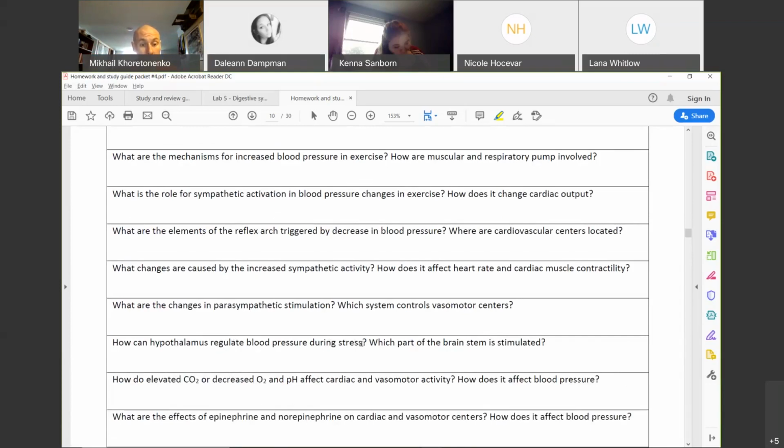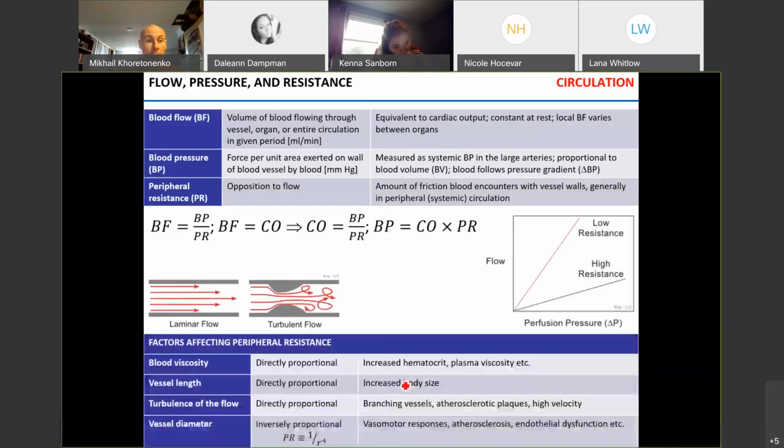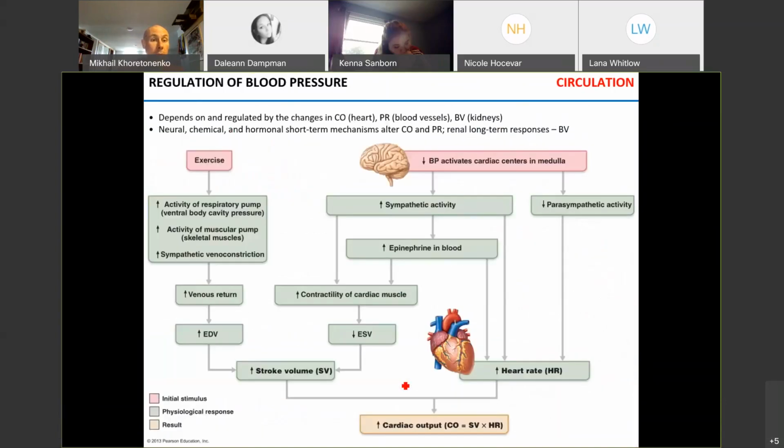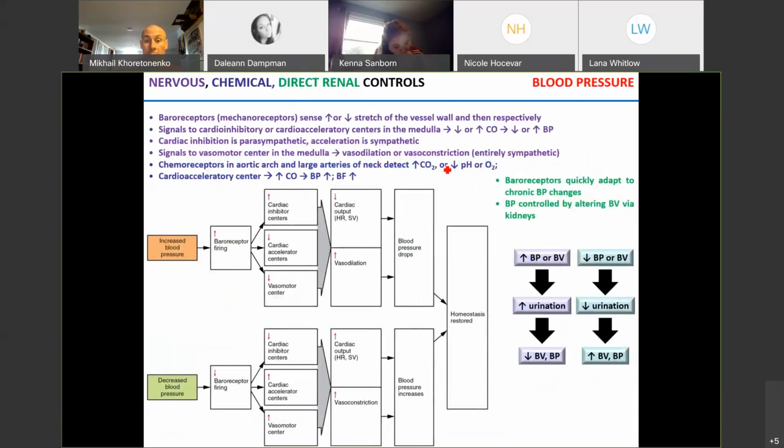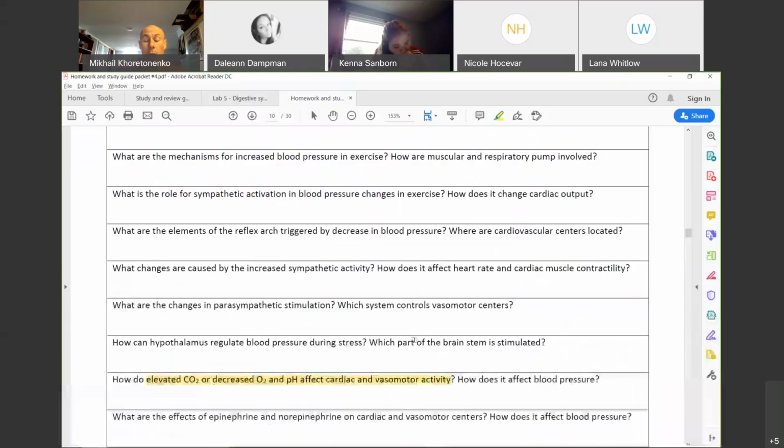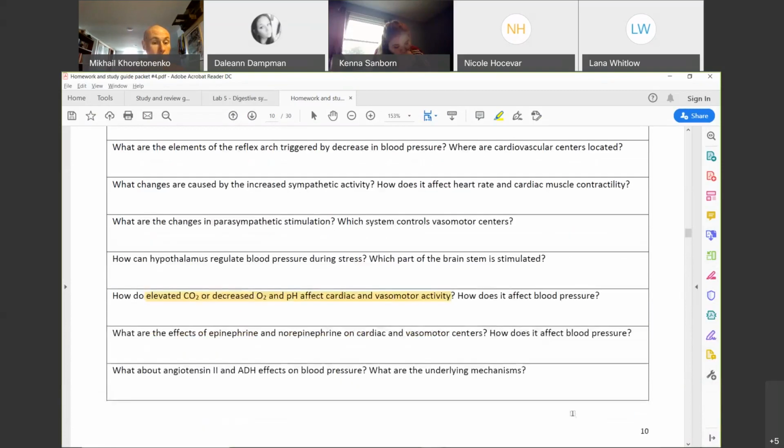Elevated CO2, decreased oxygen, and decreased pH affect cardiac and vasomotor activity. All of these things stimulate sympathetic activation. Okay, so chemoreceptors here, elevated CO2, decreased pH, decreased oxygen, stimulate cardioacceleratory center, which increases the blood flow and increases the blood pressure. Epinephrine, norepinephrine, they stimulate cardioacceleratory and vasomotor centers, increase blood pressure.